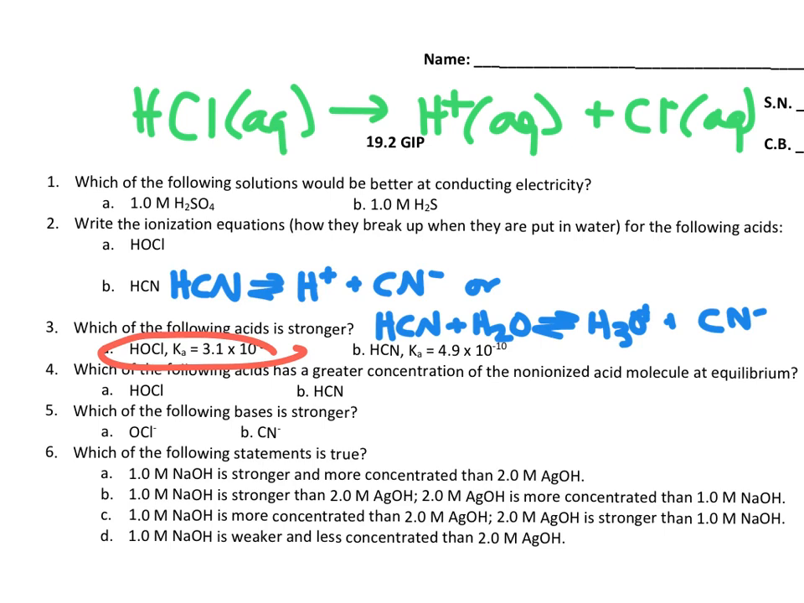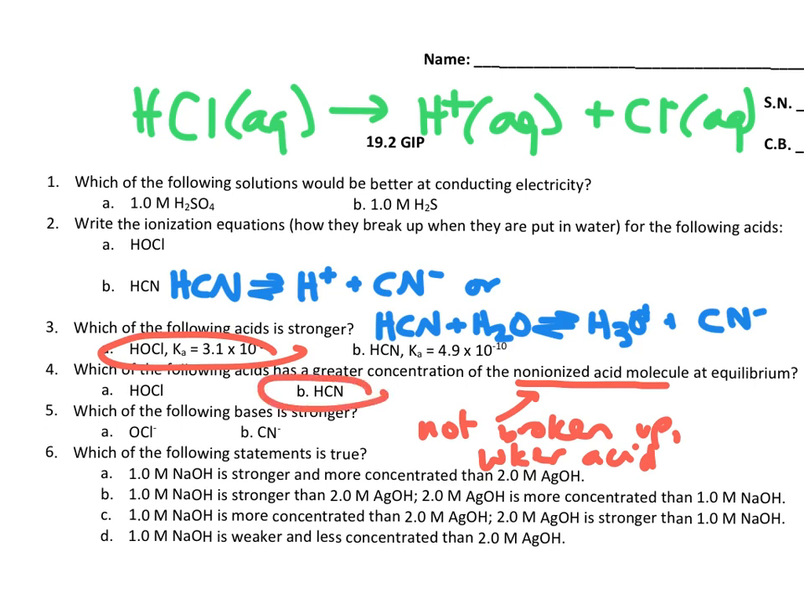And then the next question says, which of the following acids has a greater concentration of the non-ionized acid molecule? Well, that means not broken up, or the whole acid molecule. So what we're really looking for is the weaker acid here. And I just said in the previous question that HOCl was the stronger acid, so HCN is going to be the weaker acid. It's going to have the one with more not broken up, non-ionized acid molecules.